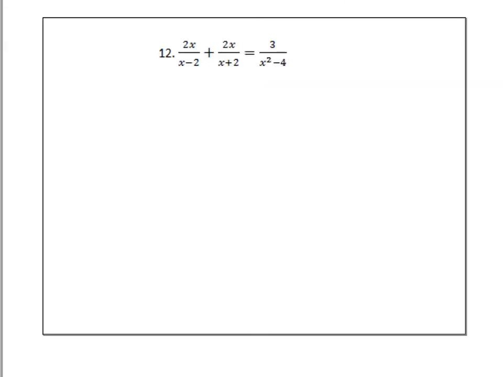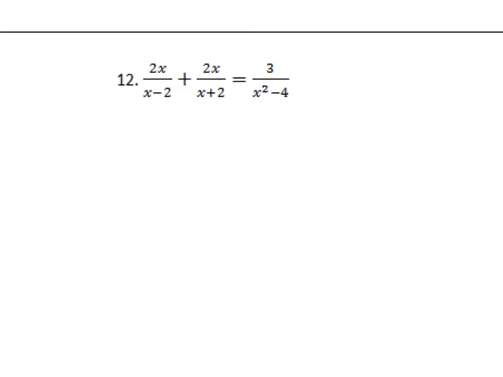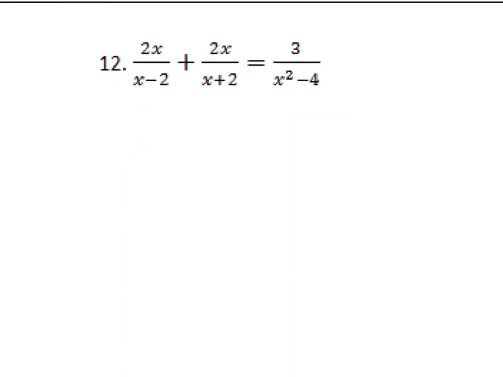Last question on our warm-up, on our review for this. First thing I look for is anything that can be factored, and I see an x squared, so I know that I can factor x squared minus 4. That turns into x plus 2 and x minus 2.